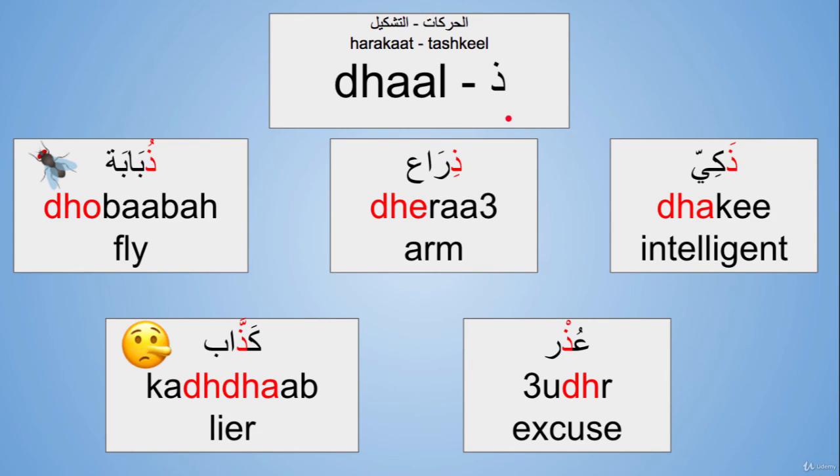And then let's talk about the letter dhal, and the diacritics. So when we have dhal with fatha, it sounds like the, like the word dhaki, which means intelligent or smart in Arabic. When we have dhal with kasra, it becomes the, like the word dhira', or arm. And when it has dhamma, it becomes something like dhu, like the word dhubaba, which means fly in Arabic.